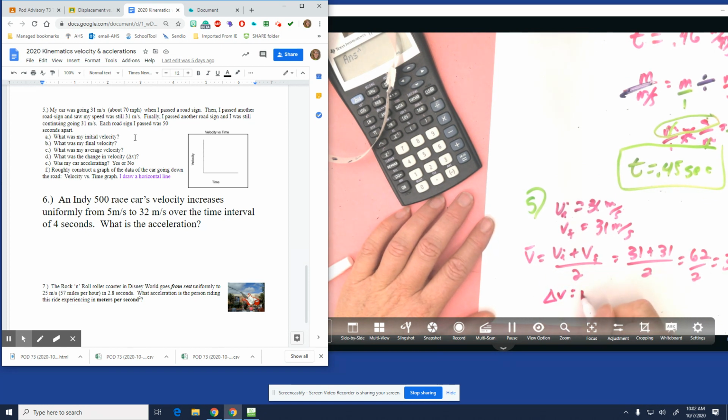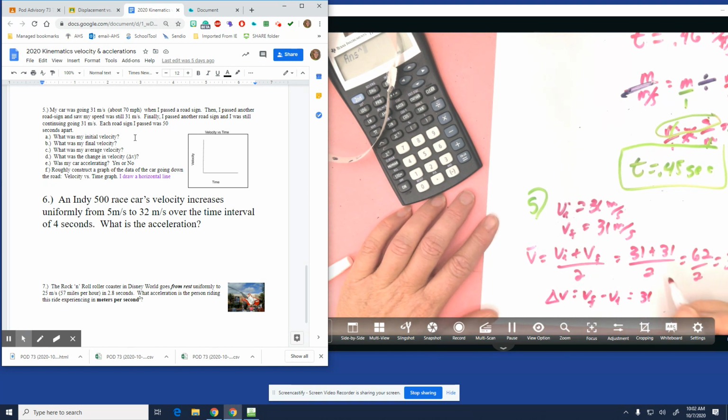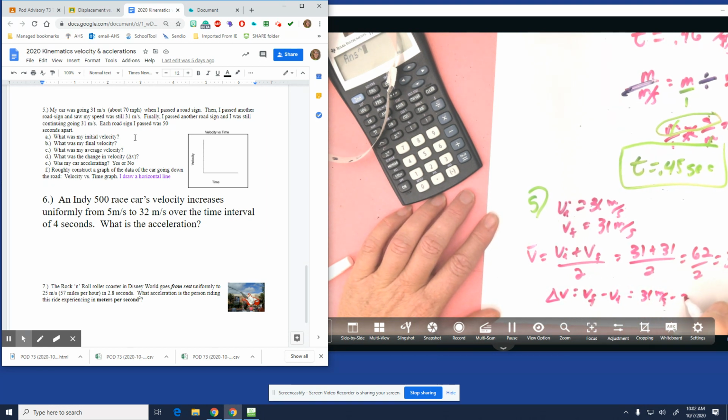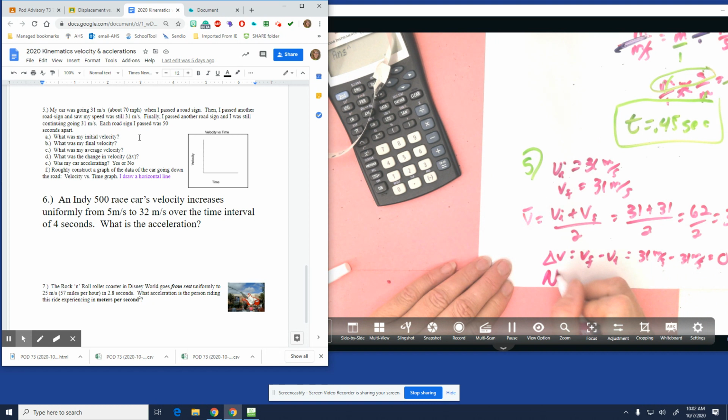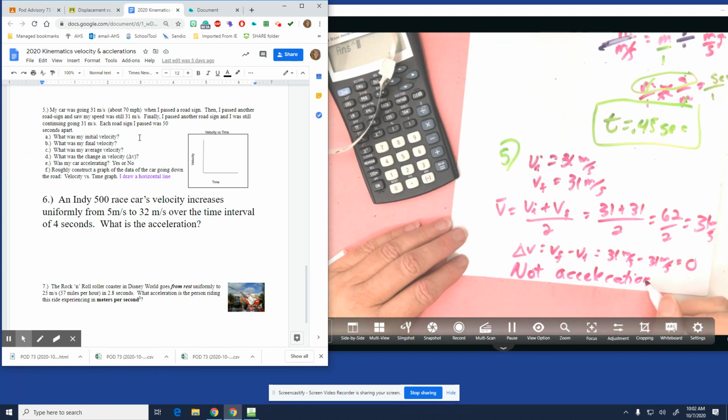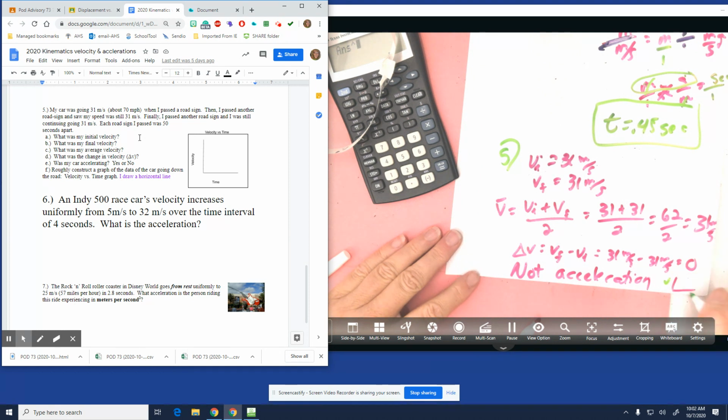What's the change in velocity? Change in velocity is V final minus V initial. 31 meters per second minus 31 meters per second. Wow, I haven't changed my velocity, so not accelerating. And then the final part, if you want to show a graph, the graph would look like V and T. The graph would be no change in velocity, so it's just a straight line.